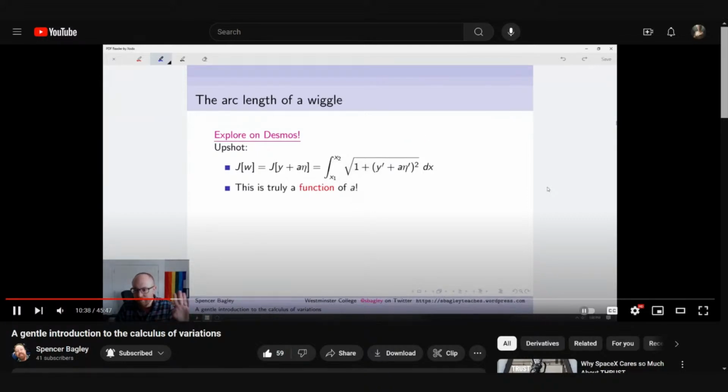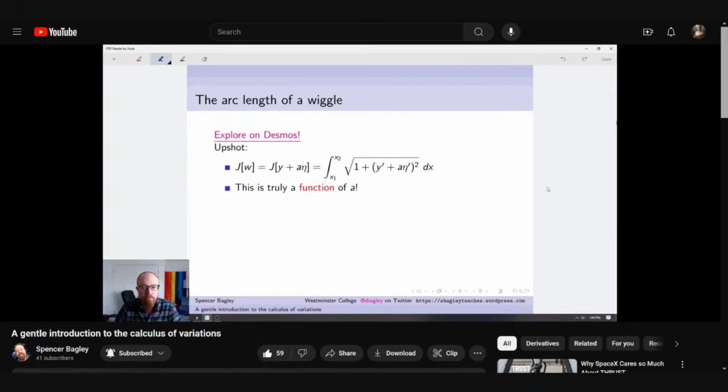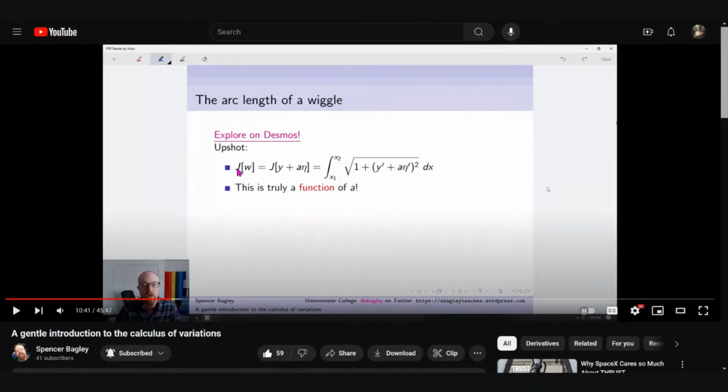A regular plain old R to R function. Right, because the functional of w, it's a number, but as I modify a, I get a different number. I get a different real number output. So there is a map of j as a function of a. That for each a, there's a different output.